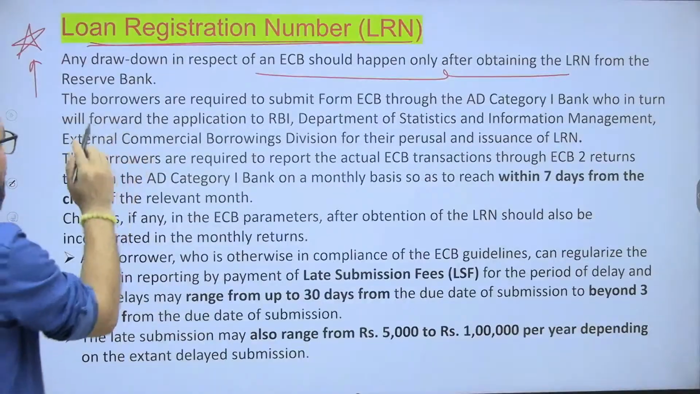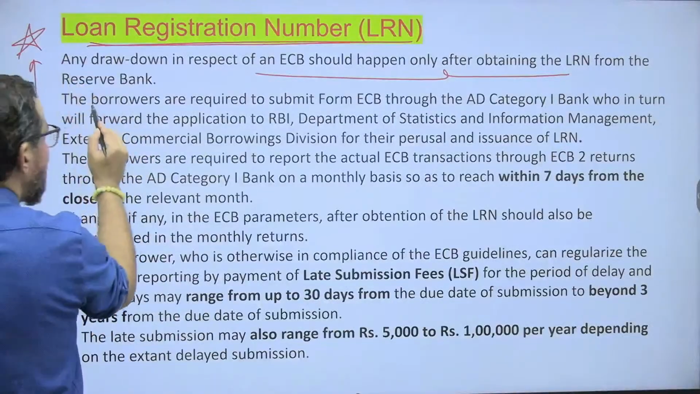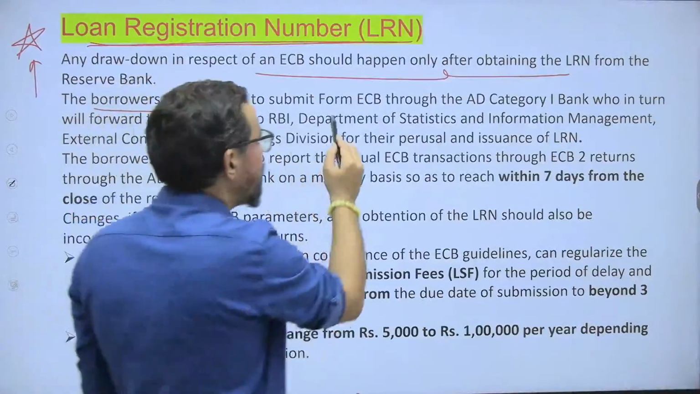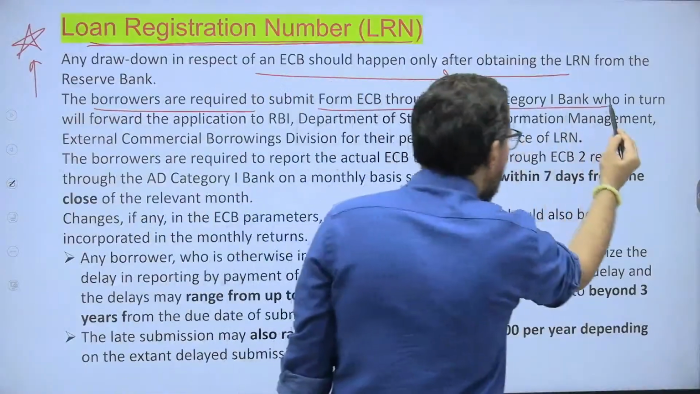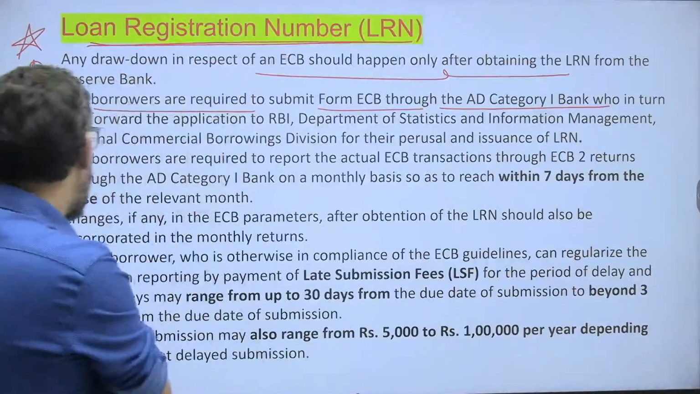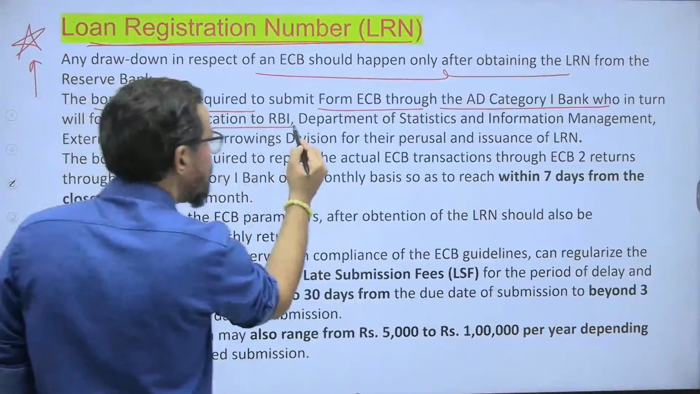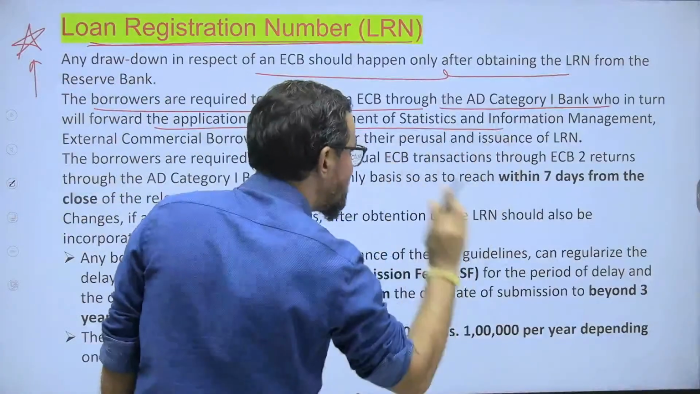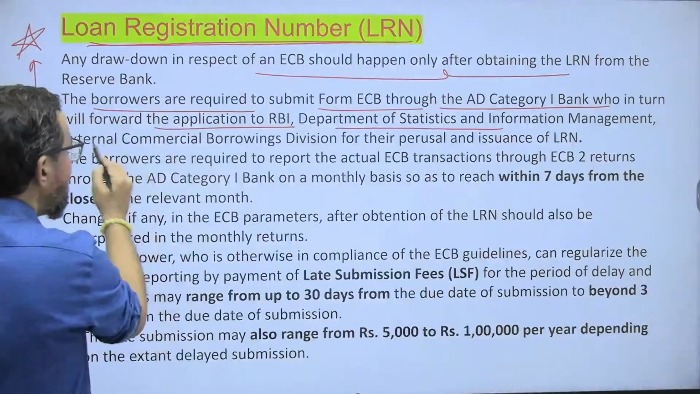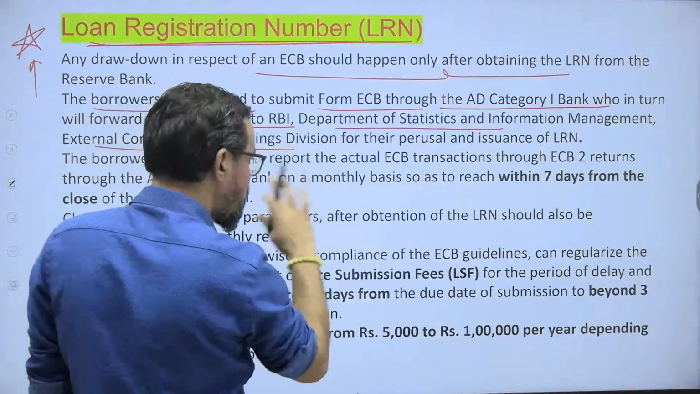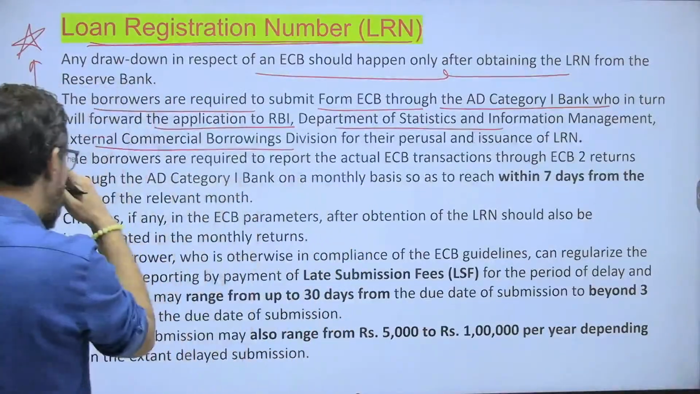LRN form from the RBI. So the borrowers are required to submit form ECB through authorized dealers, category 1 bank, who in turn will forward the application to RBI, Department of Statistics and Information Management, ECB borrowers borrowing divisions to issue the LRN.